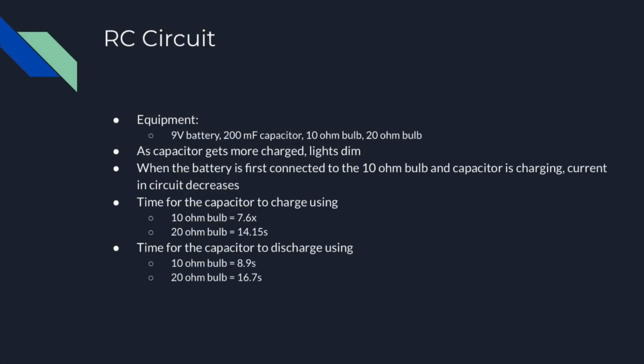The equipment we used in the RC circuit was a 9-volt battery, a 200 mF capacitor, a 10 ohm bulb, and a 20 ohm bulb. As the capacitor gets more charged, the lights dim. When the battery is first connected to the 10 ohm bulb, the capacitor is charging, and current in the circuit decreases.